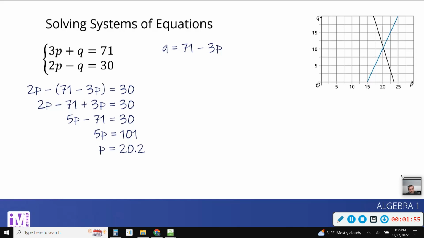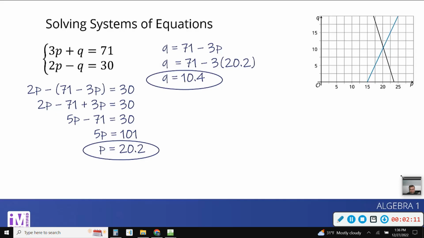Now that we know the value of p, we can find the value of q by substituting 20.2 for p in one of the original equations and solving. The solution to the system is the pair p equals 20.2 and q equals 10.4, or the point (20.2, 10.4) on the graph. This method of solving a system of equations is called solving by substitution, because we substituted an expression for q into the second equation.